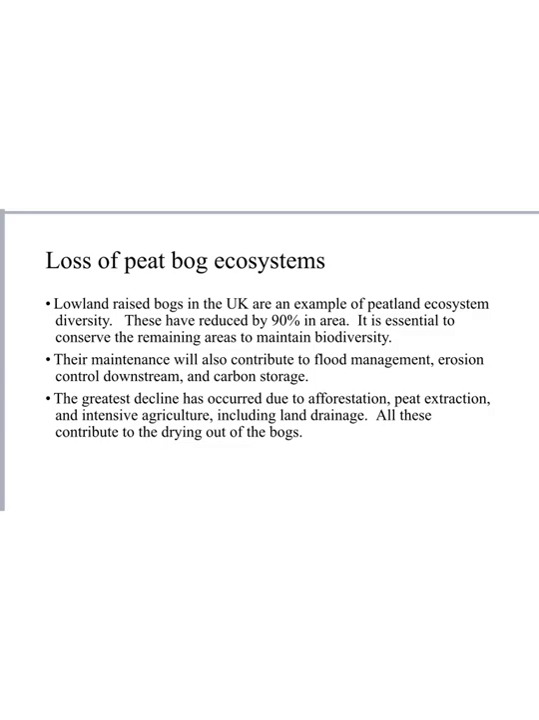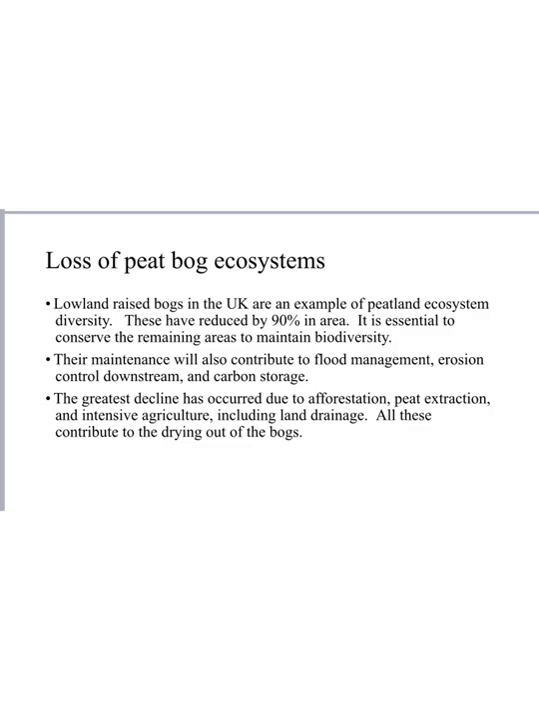So next I'm going to talk about the conservation and protection of peat bog ecosystems. Why? Well, lowland raised bogs in the UK are an example of peatland ecosystem diversity, and they've disappeared by over 90% in an area. It's essential to conserve the remaining areas we have to maintain biodiversity, as again, these areas are unique. They have unique species that can live in these marshlands and peat bog ecosystems, and you don't find them anywhere else in the UK. So it's vital that we protect them.